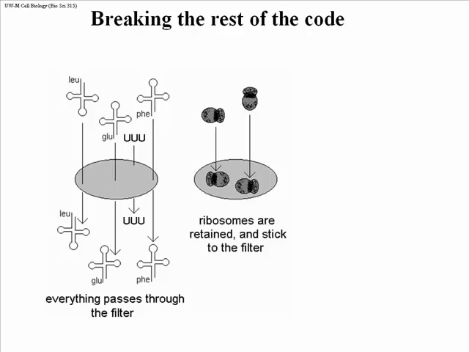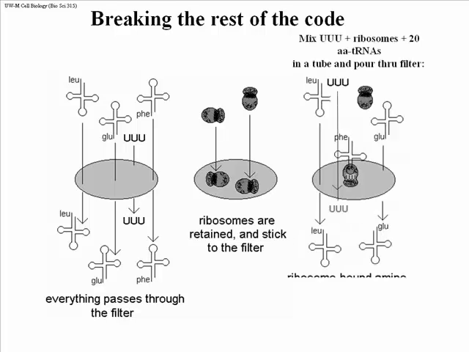coli ribosomes, that they would not pass through the filter, they would be retained in the filter and stick on the filter. So the experiment then was to mix UUU and extracted ribosomes with the 20 different aminoacyl-tRNAs. And this could actually be done in a single experiment in a single tube, unlike the original synthetic message experiment. You could mix these all together. Think about why that was possible. Mix them in a tube and then pour that stuff after a moment or two through the filter.